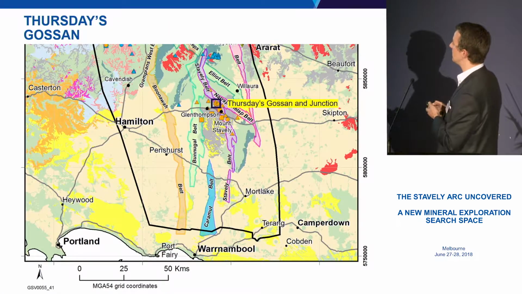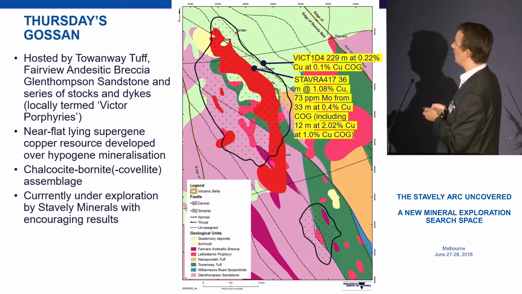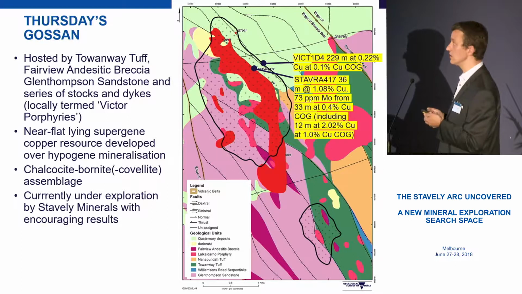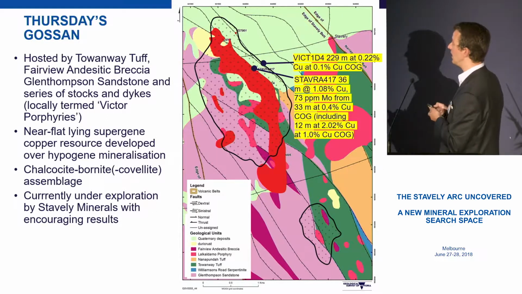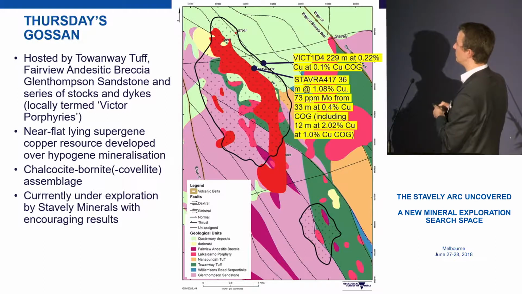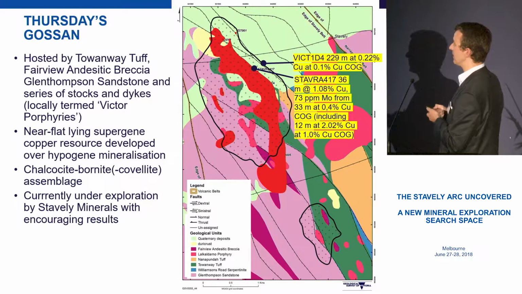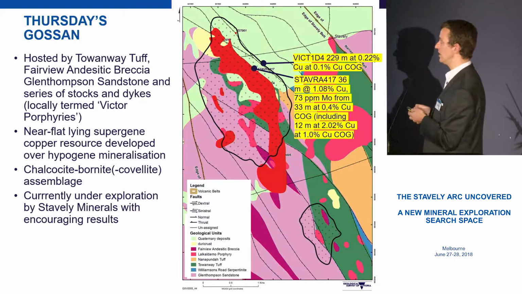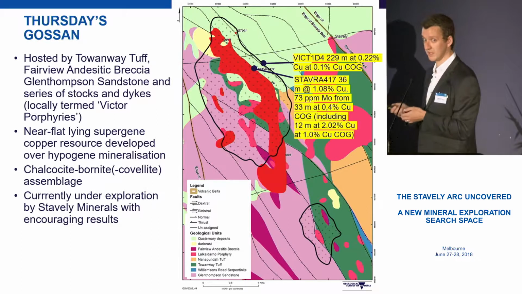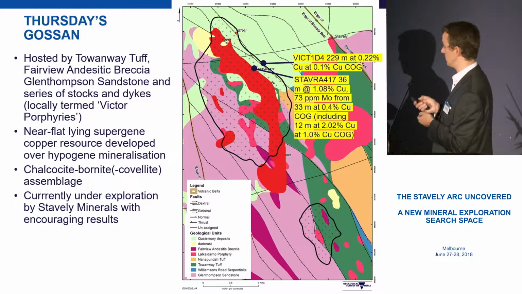So Thursday's GOSSAN sitting in here, close in the Stavely belt, close to the junction with the narrow Pumalap belt. And it's hosted in the Tonaway Tuff, Fairview Andesitic breccia, Glen Thompson sandstone, and in a series of stocks and dikes, which are locally termed the Victor porphyries. We've got the supergene blanket extends 4 kilometres north-south, and it's pretty flat-lying and is developed over hypogene mineralisation as well. It's a chalcocite bornite covellite assemblage, and it's currently under exploration by Stavely Minerals, and they've been recently having very, very encouraging results.